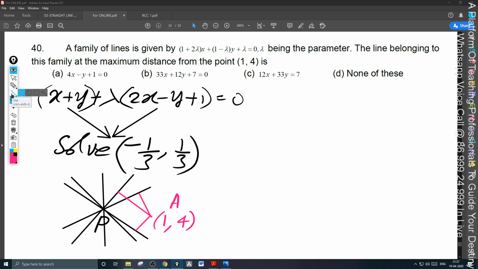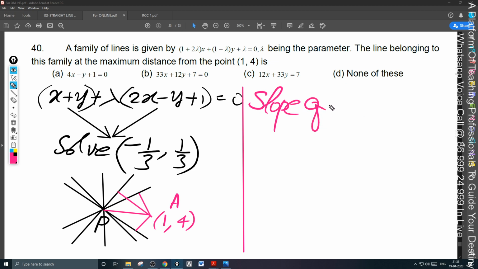So if you see now, the perpendicular line passing through P will be at maximum distance. The line which is perpendicular to AP in this set will be the maximum distance line. So slope of AP now.